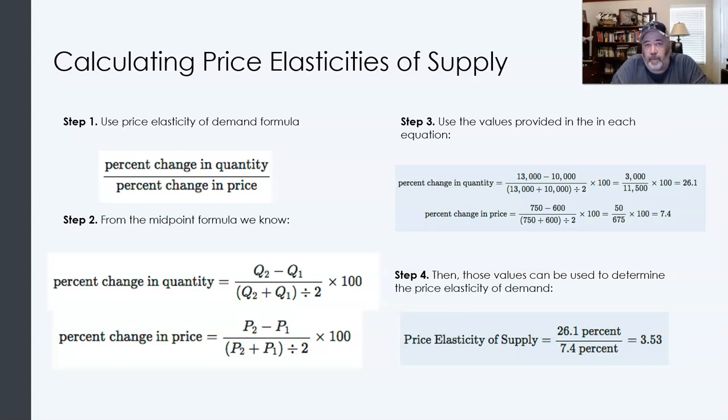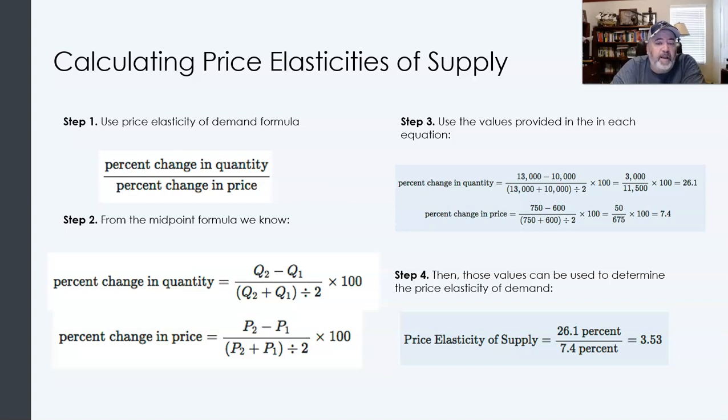And then you got 26.1 for the percent change in quantity and 7.4% change in price. And so you end up with an elasticity of, this should be price elasticity of supply, not demand. A typo in their slides, not mine. I apologize. I make plenty of mistakes myself. I don't need theirs. But that's 3.53. Clearly, we have a pretty elastic supply here.